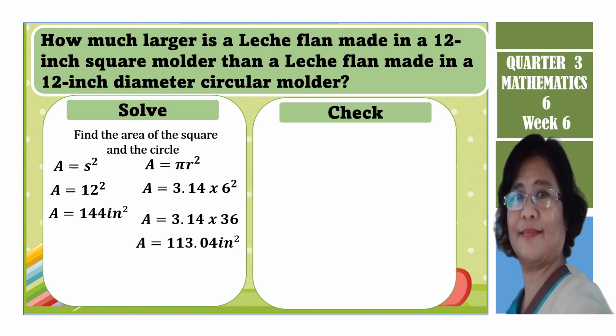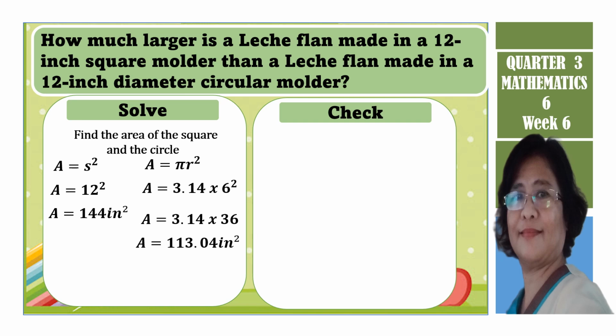To solve the problem, we're going to find the area of the square and the circle. Substituting the given, the area of the square is equal to side squared. The side of the square is 12, so that's why we have 12 here. To the second power, 12 times 12 is equal to 144 square inches.